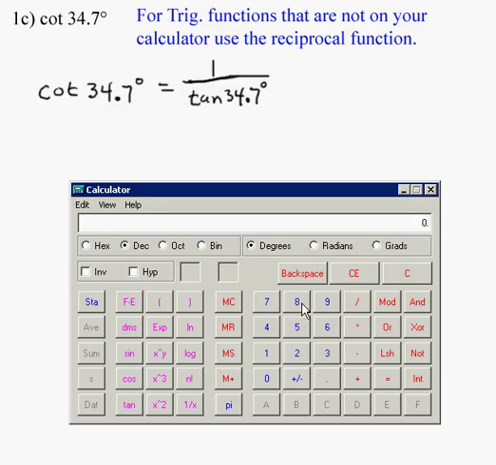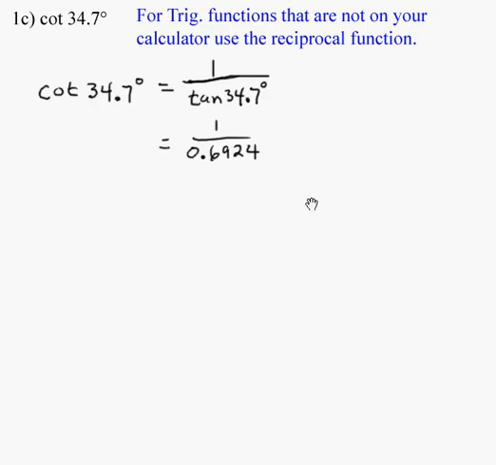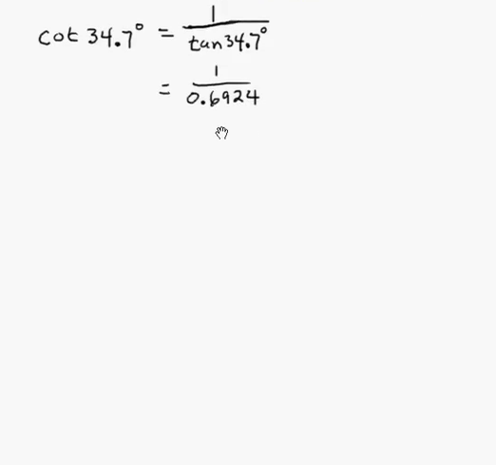So now we'll take our calculator. Let's type in the 34.7. We're going to hit the tangent button. We're going to take this answer and round it to 4 places. So 0.6924. Now I'm not going to show you this next step on the calculator, but 1 divided by 0.6924.